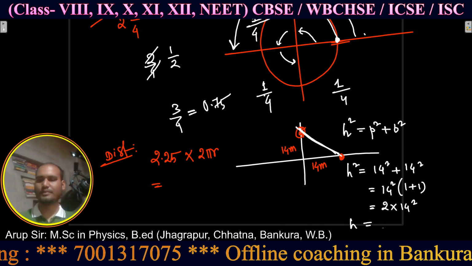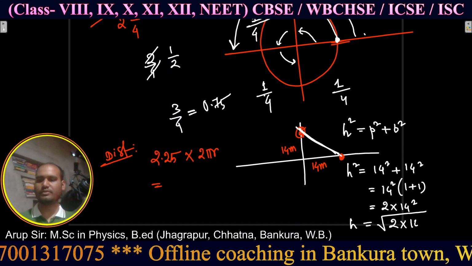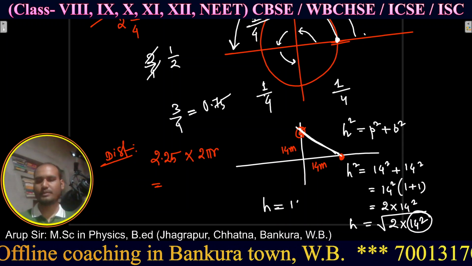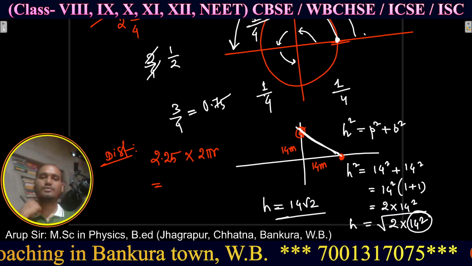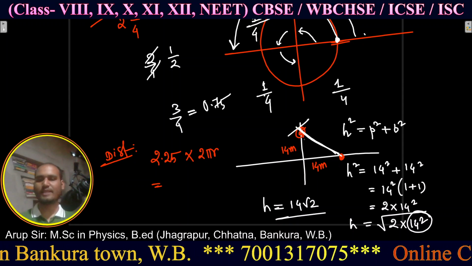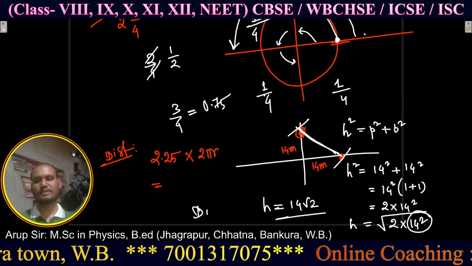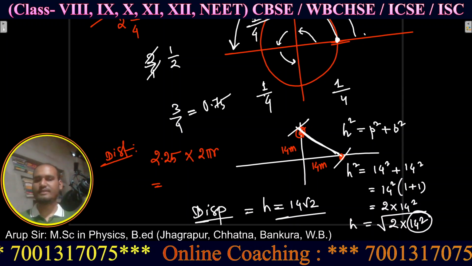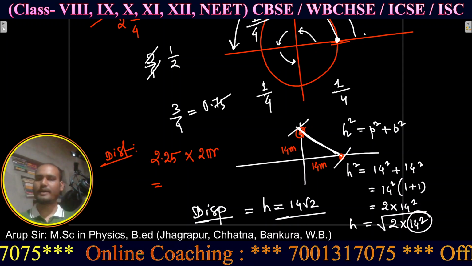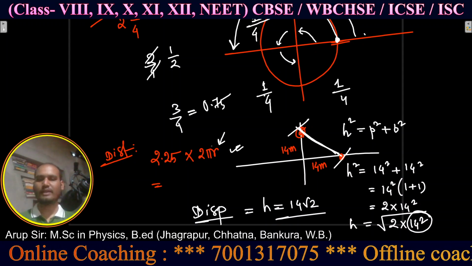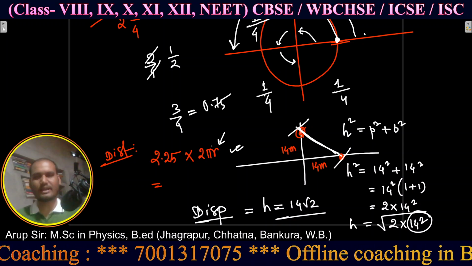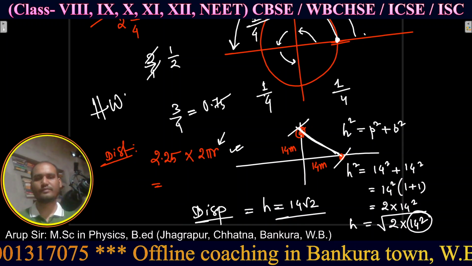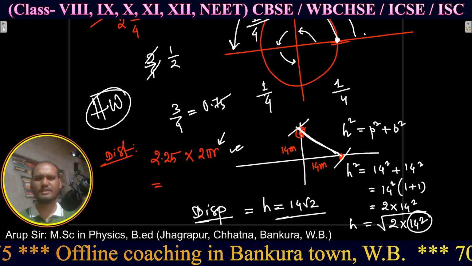Now what will be the hypotenuse? Just take the square root of 2 into 14 square. Because of 14 square, it will come outside, so the hypotenuse will be 14 root 2. And this hypotenuse from this point to this point is the displacement. So displacement will be 14 root 2. Distance will be 2.25 into 2 pi r. You can put the value of r as 14 and calculate further to get the distance. Take this as your homework. Very simple thing, just mathematics.